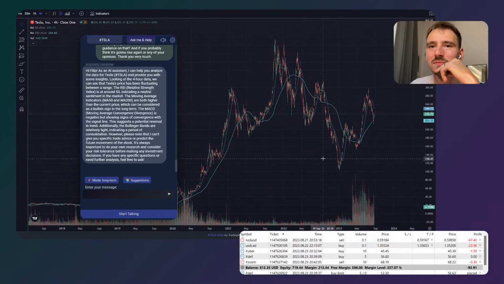The moving average indicators, MA50 and MA200, are both higher than the current price, which can be considered as a bullish sign in the long term. The MACD, Moving Average Convergence Divergence, is negative but showing signs of convergence with the signal line. I saw the Delta. We were in plus for a second or two. Additionally, the Bollinger Bands are relatively tight, indicating a period of consolidation.